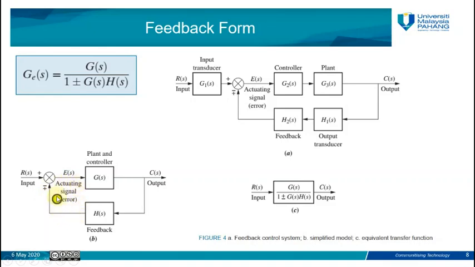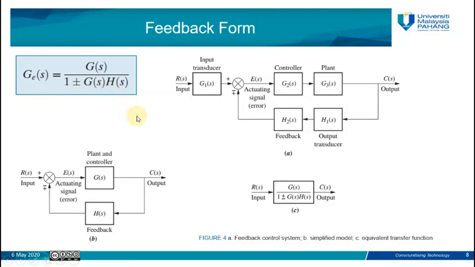Is it positive feedback, so this sign becomes positive, or negative feedback, so this sign becomes negative? In the case of negative feedback, you can see the top is positive and the bottom is negative, so it will be reversed. If you have a negative feedback, it becomes GS over 1 plus GS HS. If you have a positive feedback, it becomes GS over 1 minus GS HS.